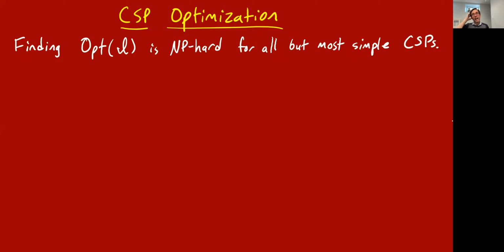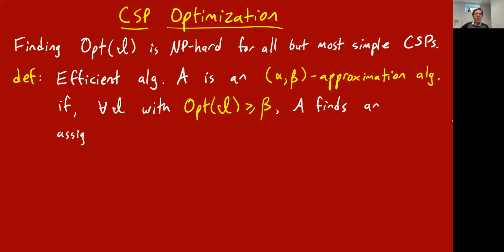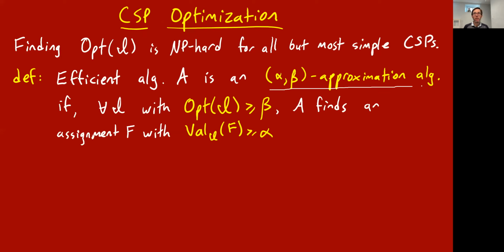So in light of that, when things are NP hard, you have to try some mitigation strategies. And one of them is what's called approximation. So that's the mitigation strategy I'll talk about in this lecture. So let me make a definition. Let's say an efficient algorithm A for a particular CSP is an alpha beta approximation algorithm if it has the following property.